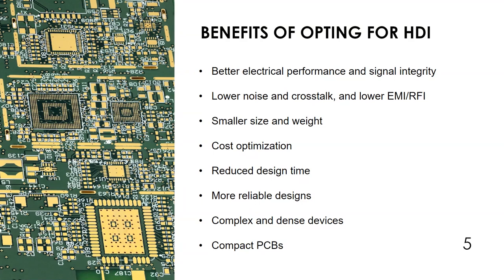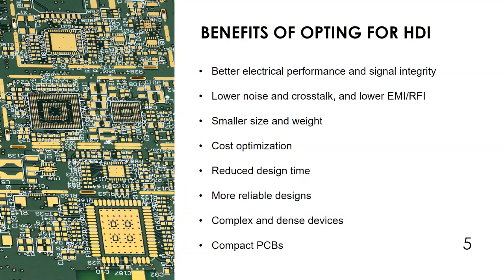Then reduced design time. What happens when we create a lot of microvias? For the layout designer, routing becomes easy. He has many interconnections, so he can go to the nearest one. And more reliable designs, because performance wise it will be better. Then complex and dense devices. Nowadays the critical BGAs, like 0.4 mm BGA, have more than 300 to 400 inputs and outputs. So the tracing becomes very complicated. Using these technologies, we can trace and fan out those traces wherever required, because it is very difficult to trace between the two pads. So we can go to the next level of layers and get connected.